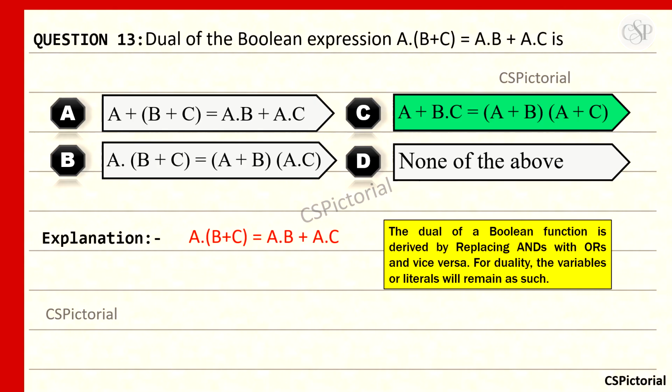The dual of a Boolean function is derived by replacing ands with ors and vice versa. For duality, the variables or literals will remain as such. In this expression, the left-hand side A dot B plus C becomes A plus B dot C by replacing ands with ors and vice versa. The right-hand side of the expression becomes A plus B into A plus C, again by replacing ands with ors and vice versa.